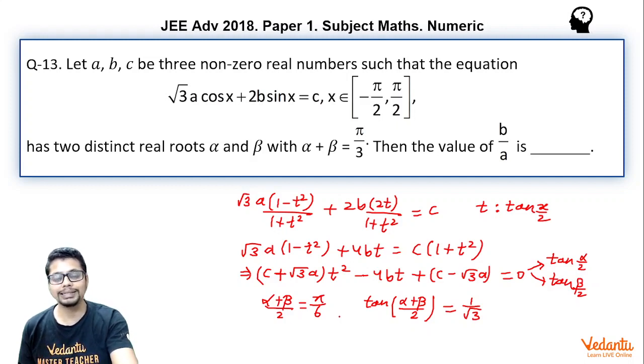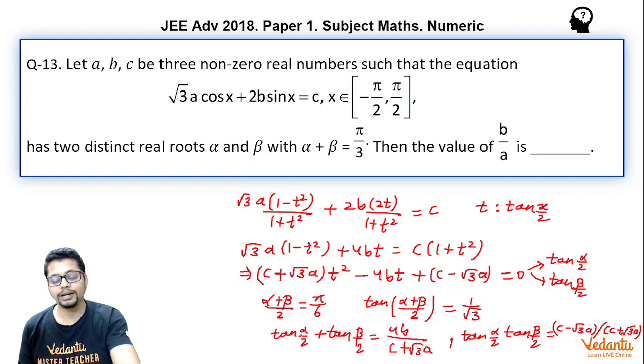And the moment I see tan of alpha by 2 plus tan of beta by 2, I would say it is the sum of roots of this equation in t, because t stands for tan x by 2. And tan alpha by 2 times tan beta by 2 essentially is the product of roots of this quadratic in t. So the sum of roots, tan of alpha by 2 plus tan of beta by 2, is equal to minus the coefficient of t divided by the leading coefficient. We get this. And tan of alpha by 2 multiplied by tan of beta by 2 is the constant term divided by the leading coefficient. We get this.